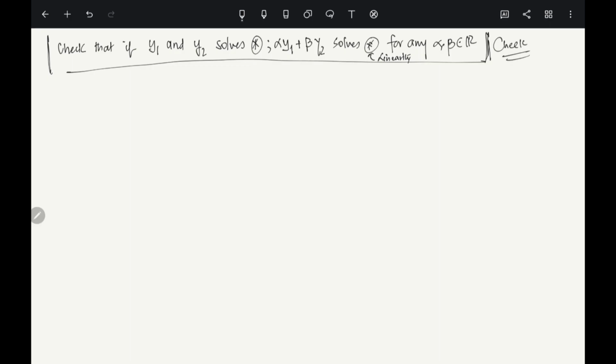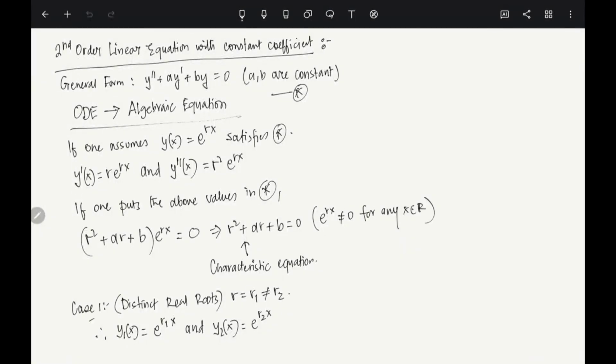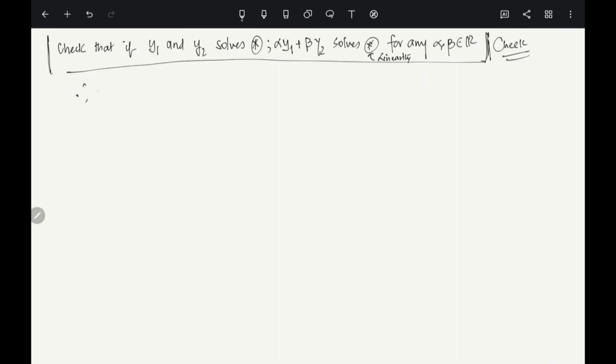Once that is true, y1 is a solution and y2 is a solution. Therefore we will call y of x the general solution, written as G, given by alpha e power r1 x plus beta e power r2 x. This solves star, so basically this is the general solution.